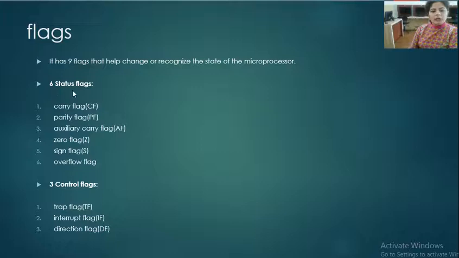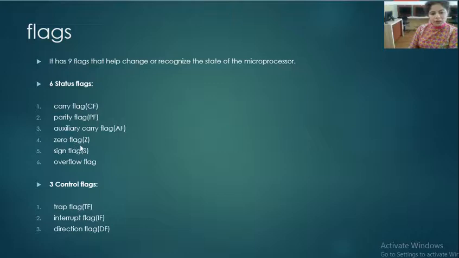So let's start with status flags. There are total 6 status flags in 8086. Carry flag. Carry flag will be set if there is a carry, otherwise it will be 0. Next is parity flag. Parity flag, again you have studied in 8085. Parity flag will be set or reset according to even parity or odd parity. Next is auxiliary carry flag. Again, if there is an auxiliary carry, the value of the flag will be set to 1, else 0.